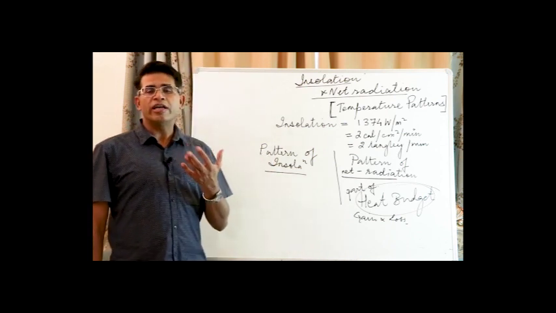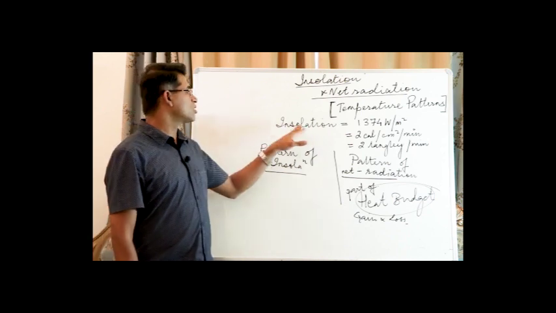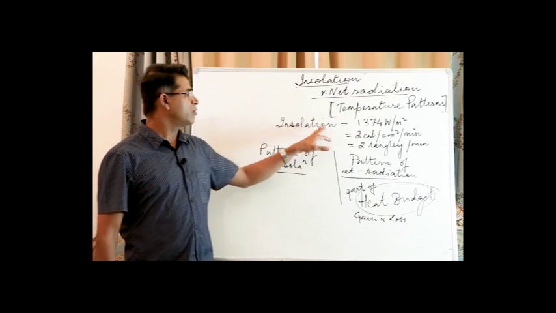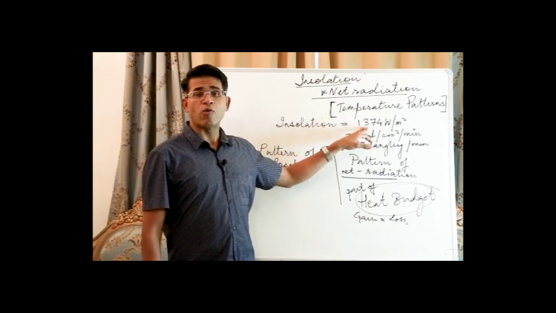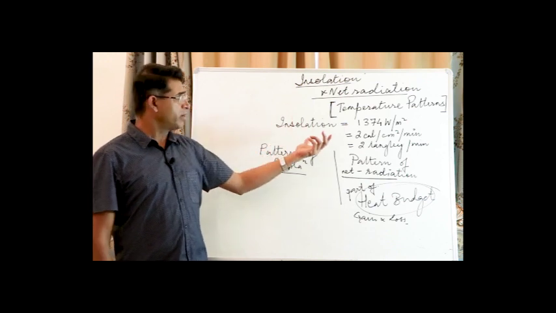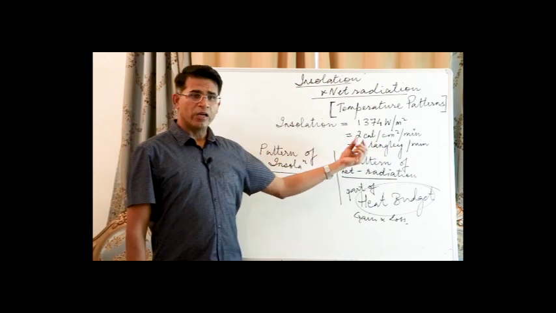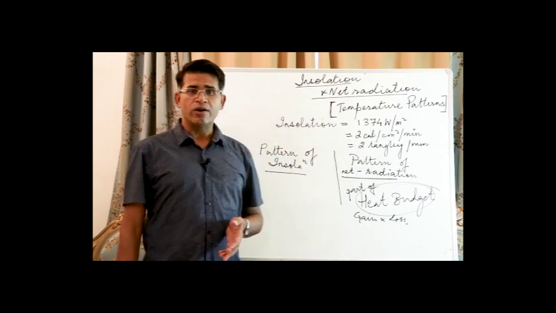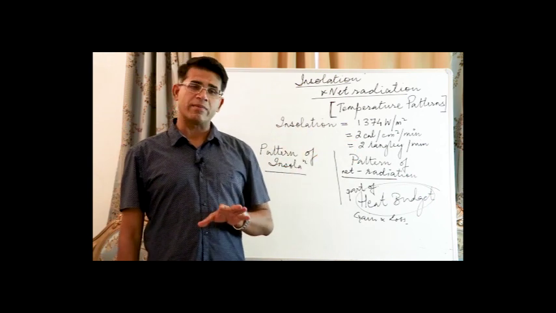So the incoming solar radiation is what is called insolation. And insolation on an average is around 1340 watt per meter square. Or we also have a number in terms of another unit, which is about 2 calories per cm square per minute, also called 2 Langleys per minute.